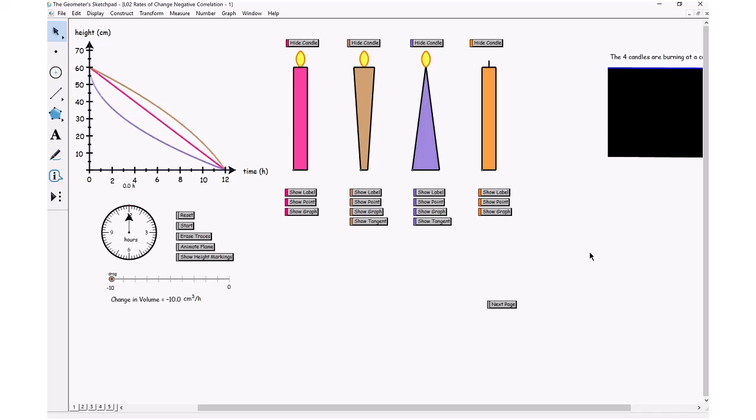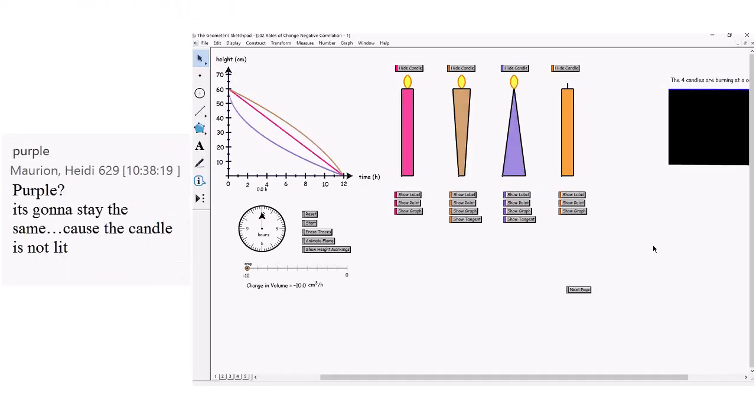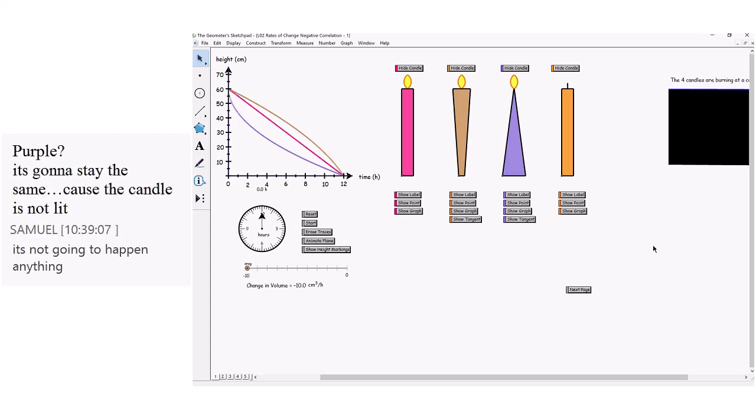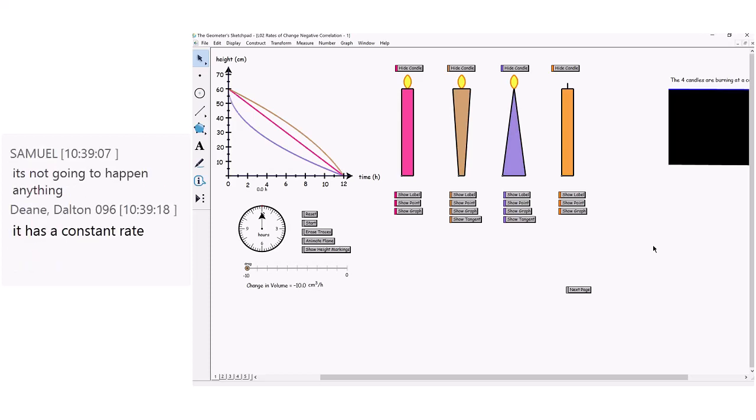What do you think is going to happen with this orange candle here? What's special about the orange candle? Any observations? Okay, so Heidi's made a good observation. She says the candle's not lit. So what's going to stay the same? So what do we think will stay the same? So remember, we're measuring height and we're measuring time. Does time stay the same? Or does the height stay the same?